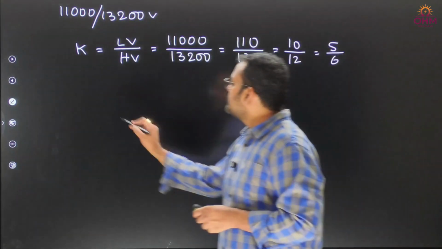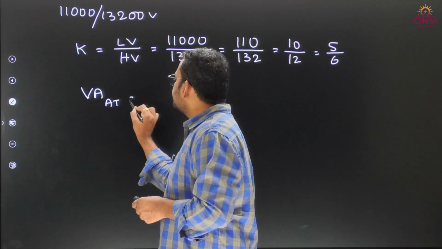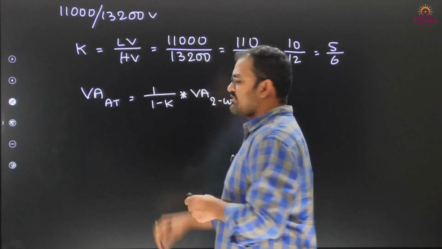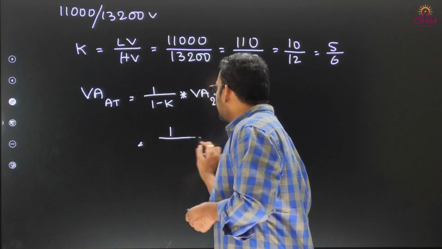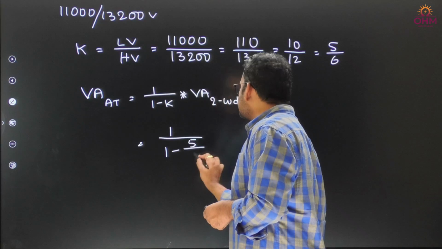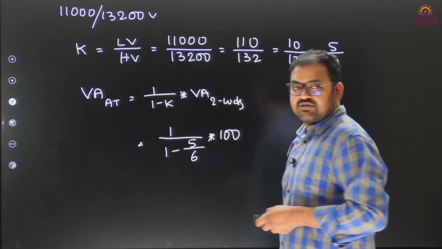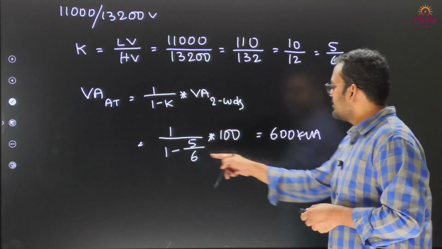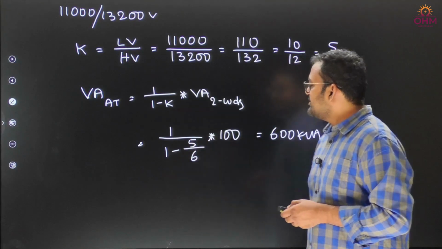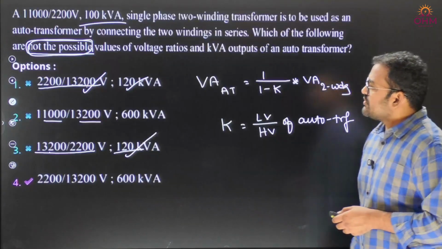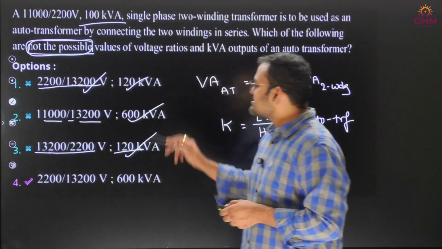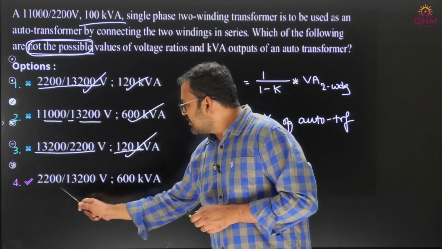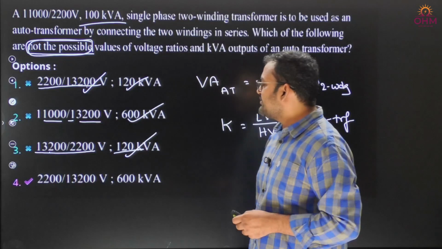The moment I know the K value, what is the VA rating of auto transformer? 1 by 1 minus K into VA rating of 2 winding transformer. Just substitute. So 1 by 1 minus K is 6 by 5... the 2 winding transformer is 100. So the answer will be 6 times, 600 kVA. 1 by 1 minus 5 by 6 means it will be 6 times. So 11,000 by 13,200, 600 kVA, that is a correct statement. I also told you that 11,000 by 13,200 or 13,200 by 11,000 will have the same answers, right?